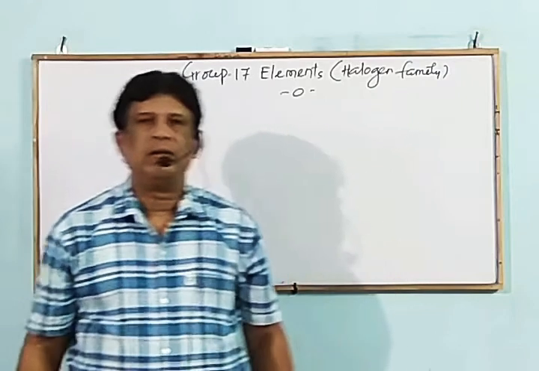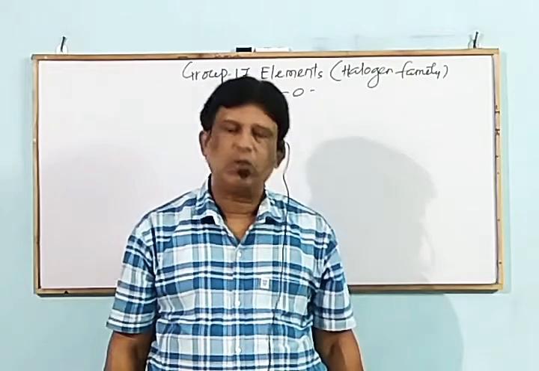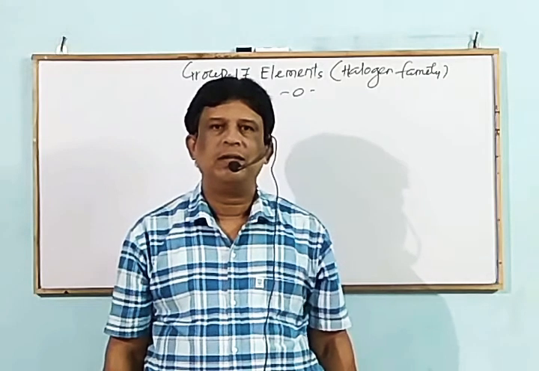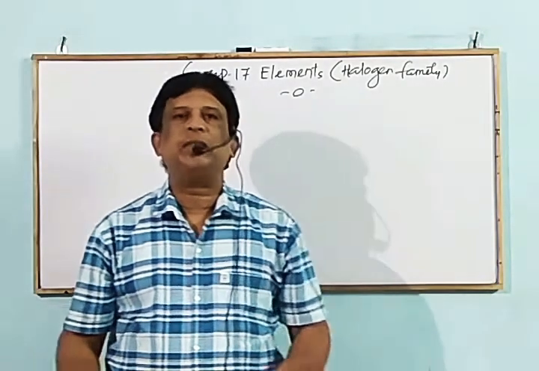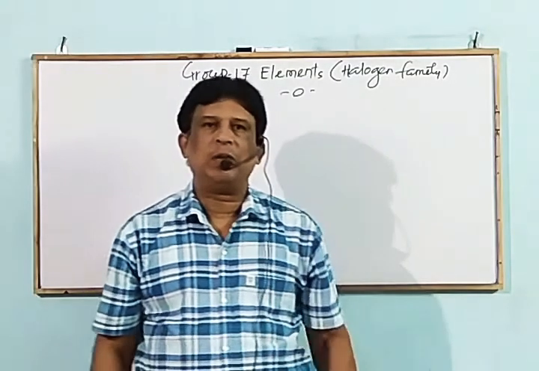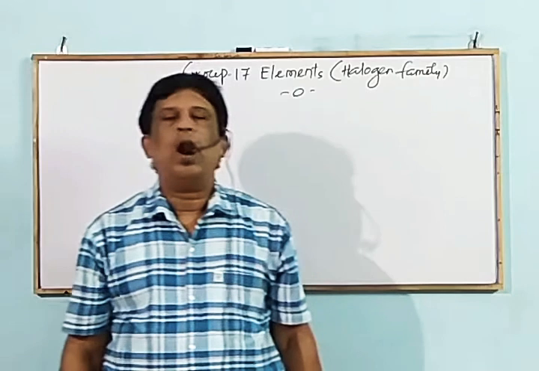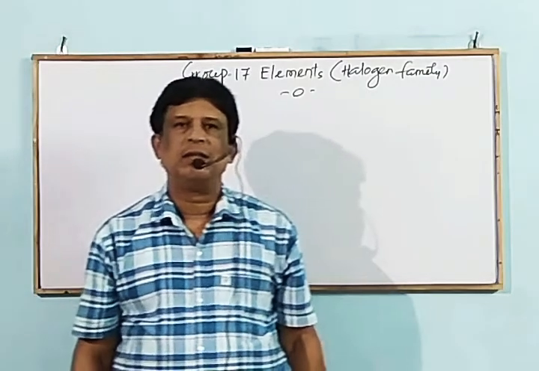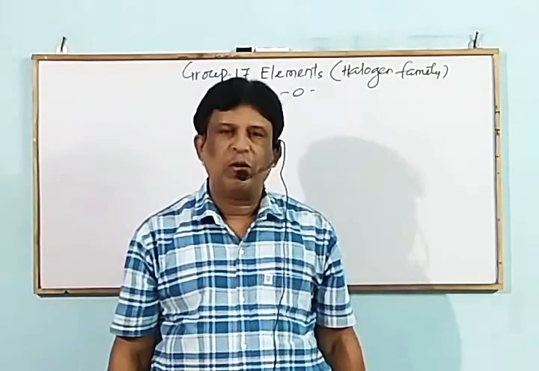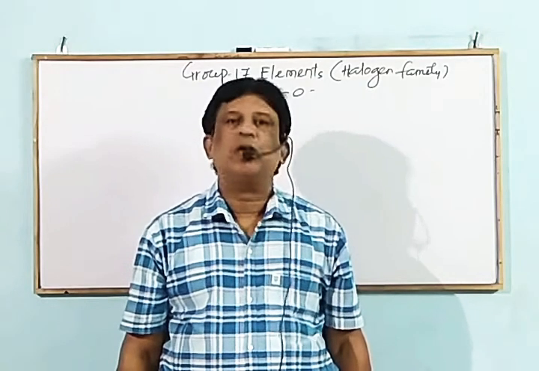In this chapter, today the first class, I will try to complete the introduction part, nomenclature of this family, then general trends in periodic property, that is physical property, general trends in chemical property, then anomalous behavior of chlorine, next general method of preparation, property and uses of halogen compound, that is chlorine. So let us start one by one.